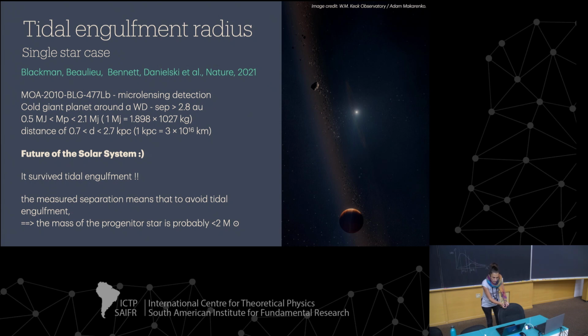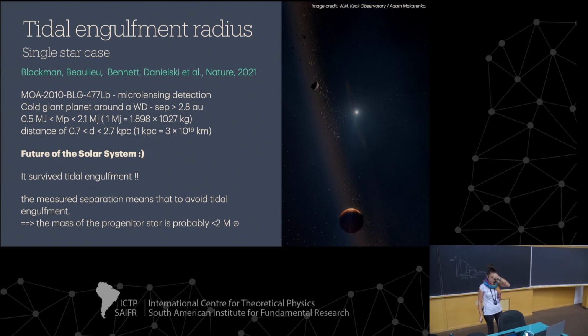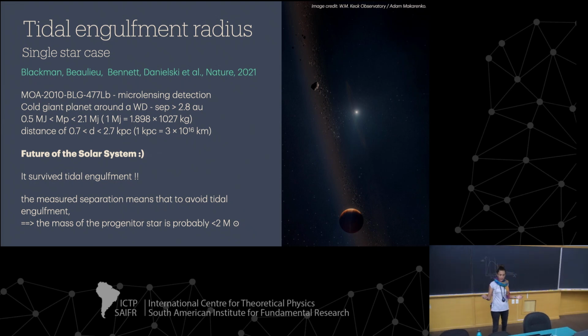Yes, so with microlensing and with my colleague, we found this exoplanet, a giant exoplanet orbiting at a separation larger than 2.8 AU. And it was a very, very nice discovery because it was the first time that we could find an exoplanet that was farther away from, not very close to, the central star, and it represents basically the future of the solar system. It's an exoplanet that survived the tidal engulfment radius.